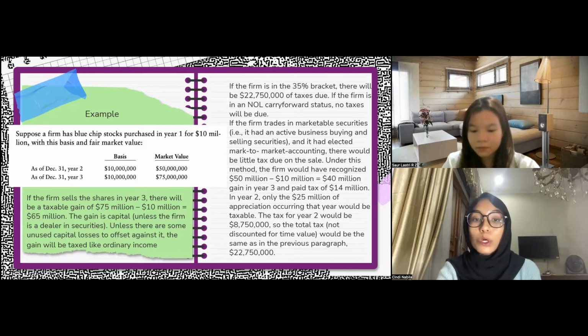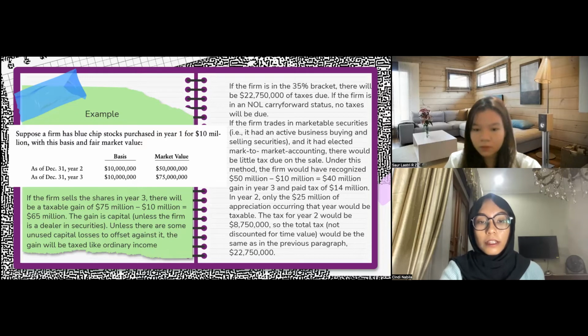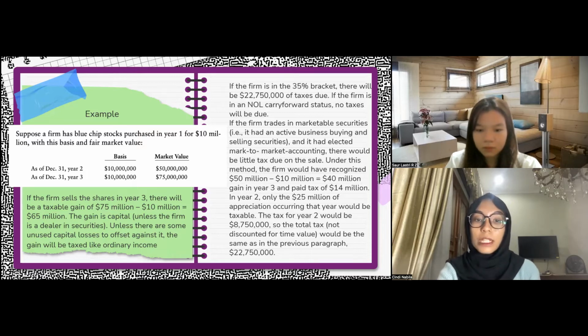In year two, only the $25 million of appreciation occurring that year will be taxable. The tax for year two would be $8,750,000. So the total tax, which is not discounted for the time value, would be the same as in the previous paragraph, which is $22,750,000.